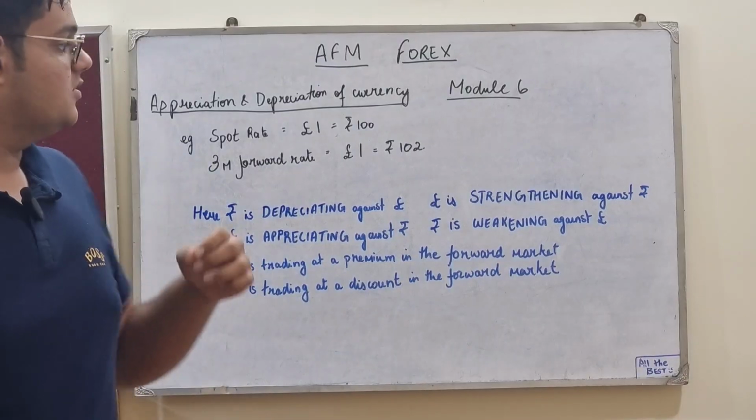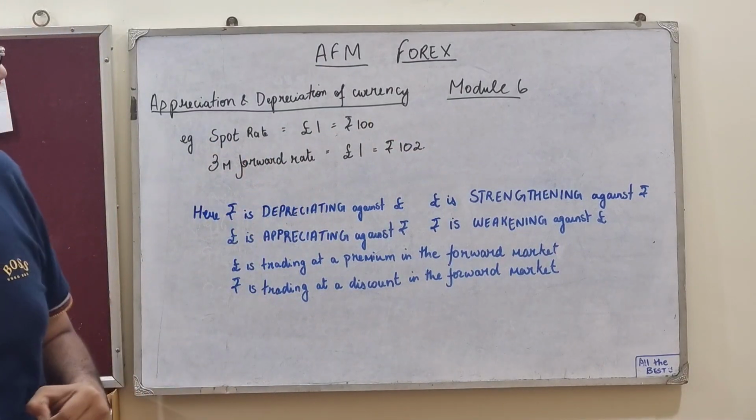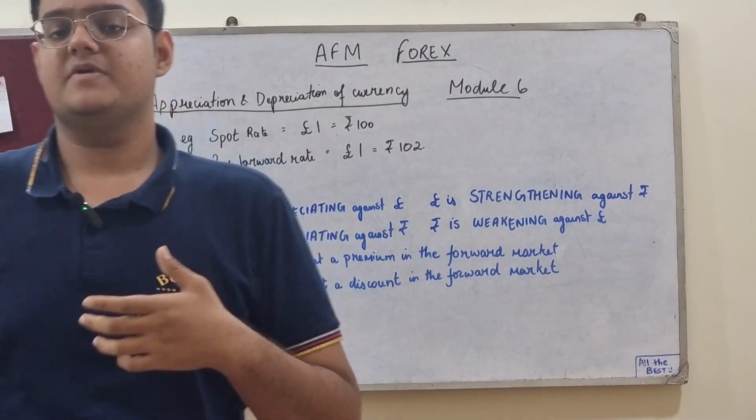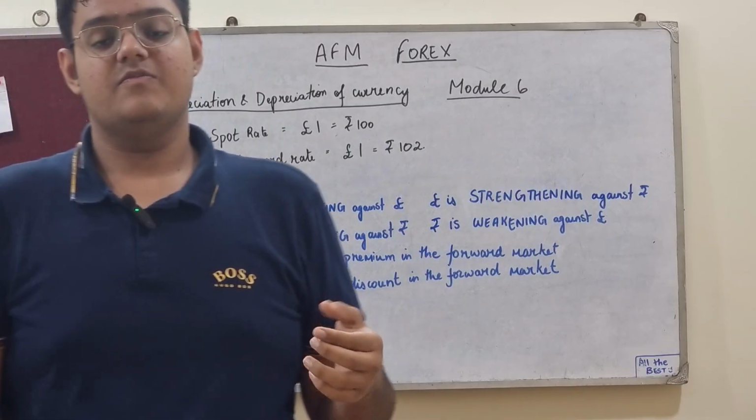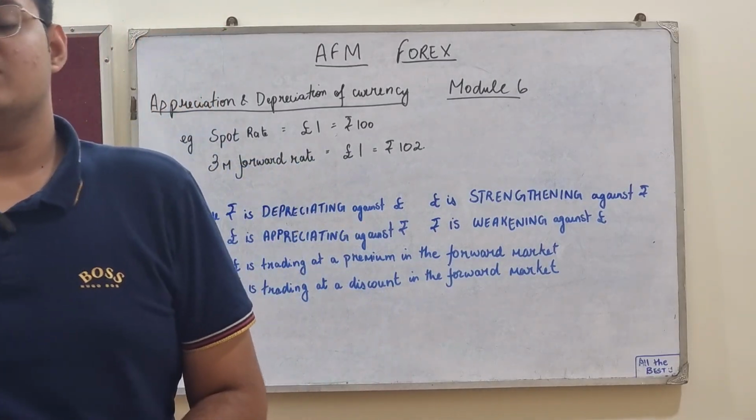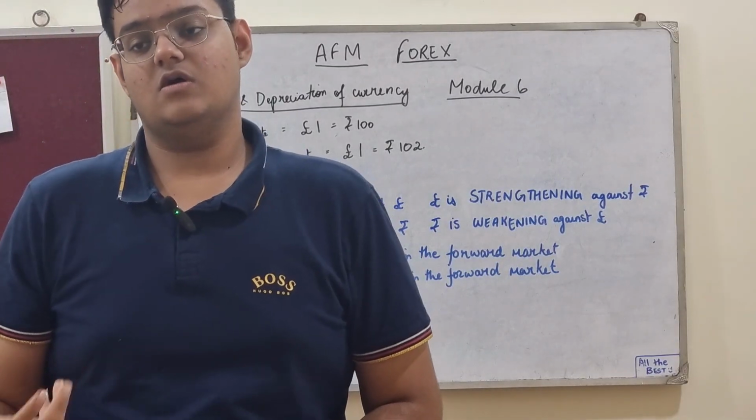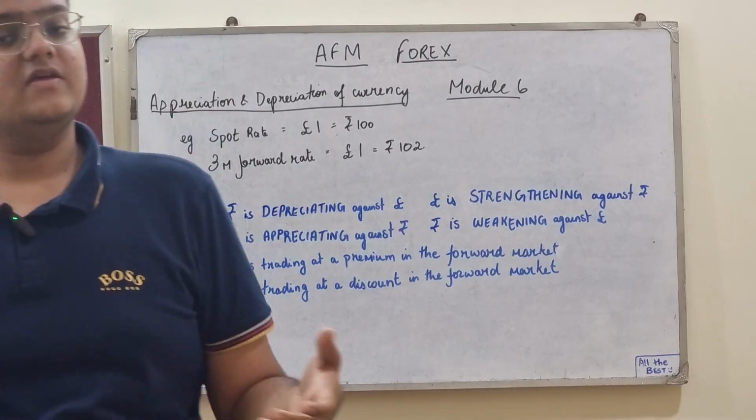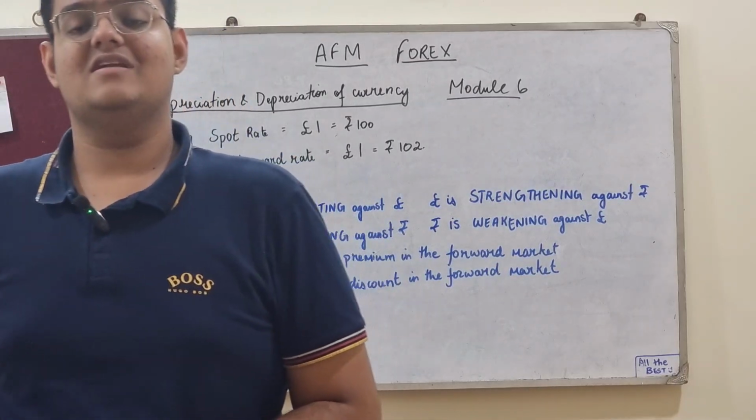Okay, we're going to start with module 6, that's appreciation and depreciation of currency. Let me explain what appreciation and depreciation mean. For example, if you're saying that the rupee is depreciating against the dollar, we mean that we need more rupees to buy $1 than we did earlier.